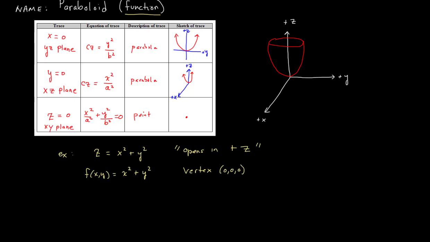Next example, this one's going to be x equals y squared plus z squared. And I'm going to write this also in function notation. This time I'm going to say f of y and z is going to be y squared plus z squared. And this is a paraboloid that opens in the positive x. And the vertex here is also (0, 0, 0), the origin.